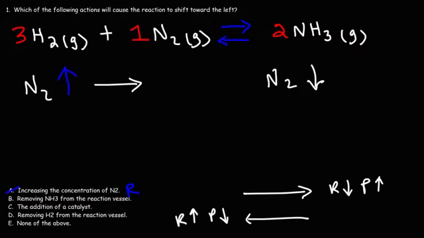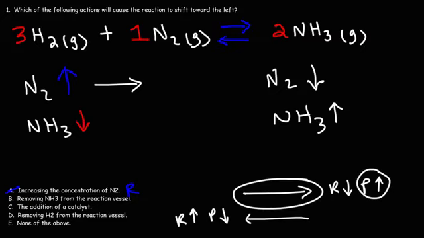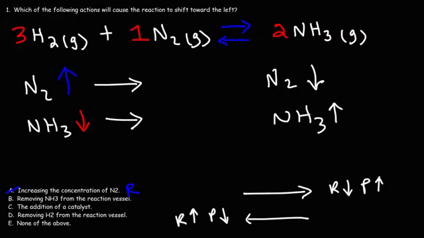Now what about B? Let's say we were to remove NH3 from the mixture. So if we're decreasing the concentration of NH3, in what direction will the reaction shift? Well, according to Le Chatelier's principle, we're decreasing the product. The reaction is going to try to increase that product. So in order to increase the product, it has to shift to the right. So we can also eliminate answer choice B since it's going to the right.